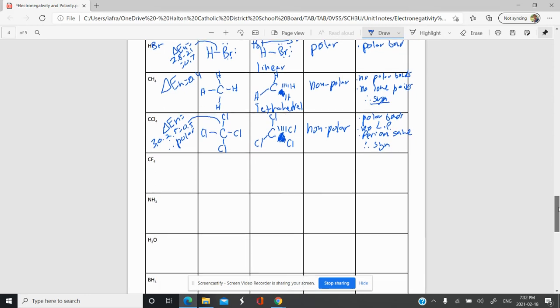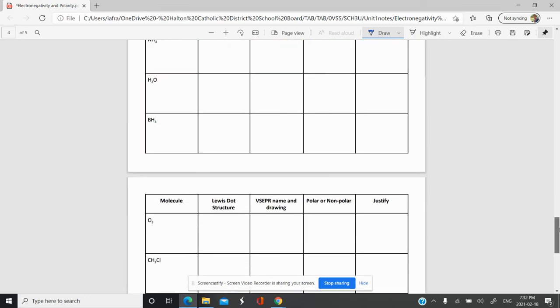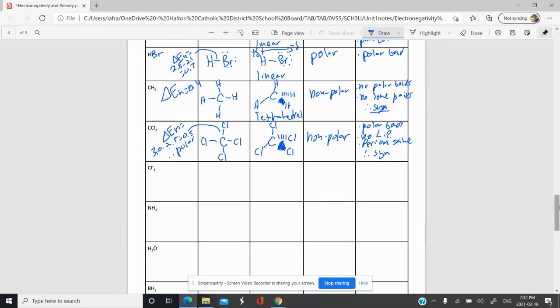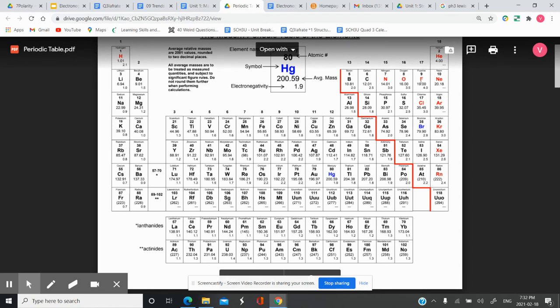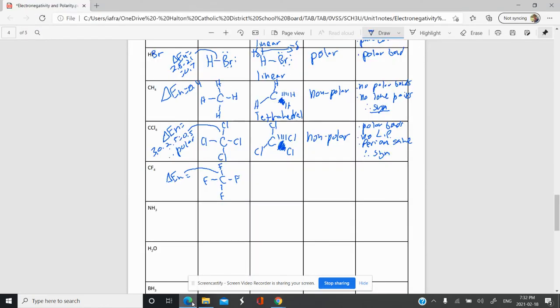So you can pause the video and try CF4 for yourself and see if you're on the right track with me. So if I do CF4 here, I'm going to draw out the Lewis structure first. We'll figure out if there's any polar bonds. So we're doing C minus F. So we have 2.5 and 4. So 4.0 minus 2.5 gives me 1.5. So we do have polar bonds.